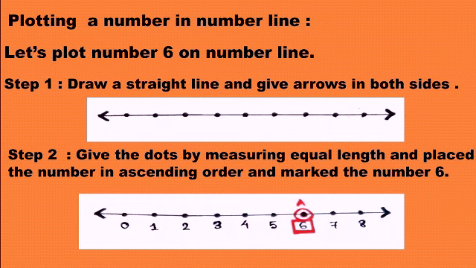After placing the numbers, we need to find 6. So you can count by steps. You can count the steps and go to 6 and then mark it, or you can easily check that it is 6, so we can mark it. And this is the plotting of a number.